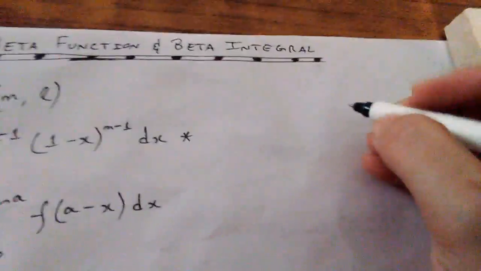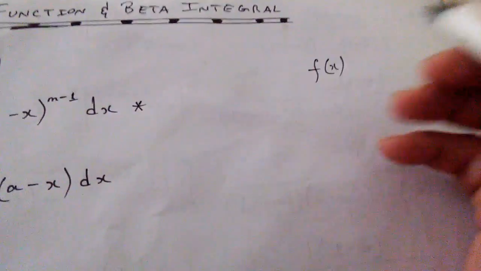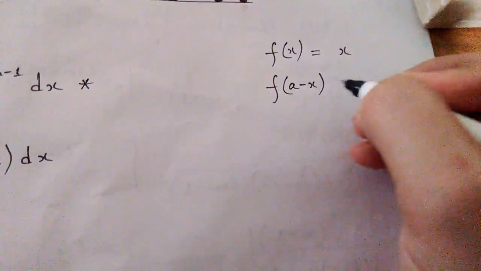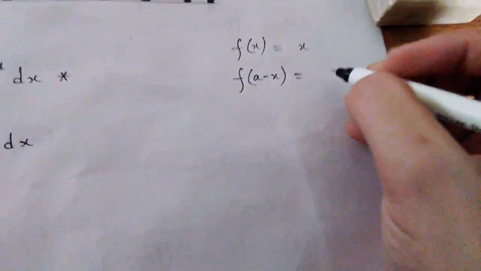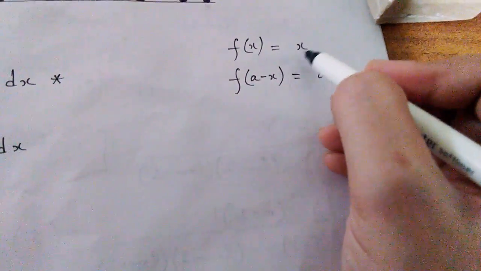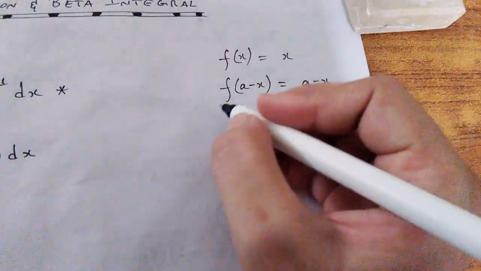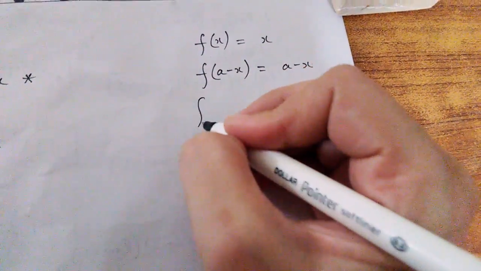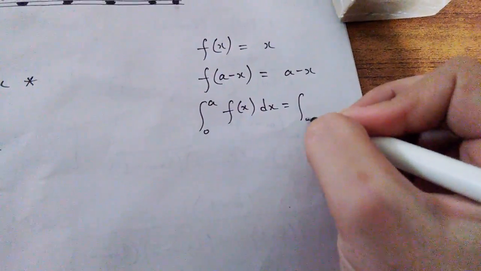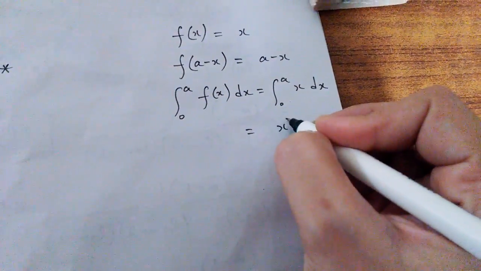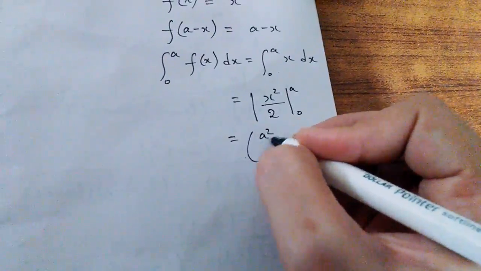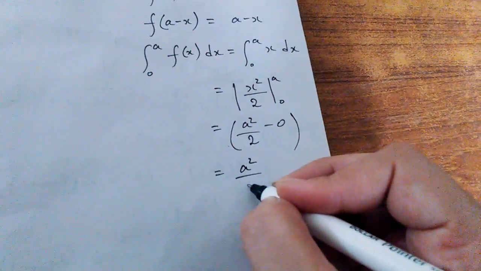Suppose that my f of x is simply x. Let us try to understand it in as simple a way as we can. So f of x is x, and f of a minus x is a minus x. Whatever the value is, it is substituted wherever you find the variable, and that's what we have done here. First, let us integrate this function with respect to the limits, f of x dx. The integral of x dx gives x squared upon 2. Once you apply the limits, the upper limit is applied first, the lower limit afterwards. The answer comes out to be a squared upon 2, and you just save it.